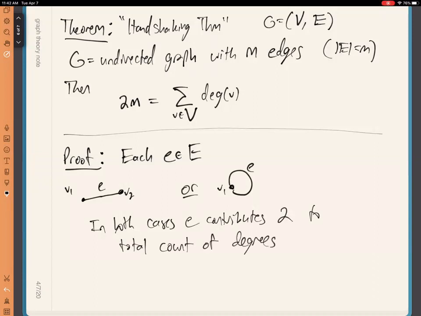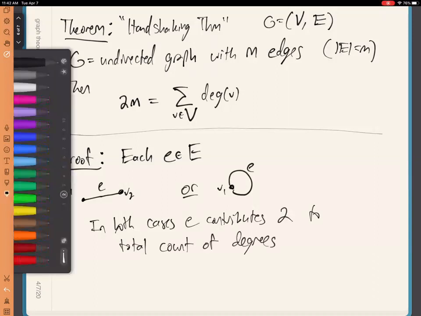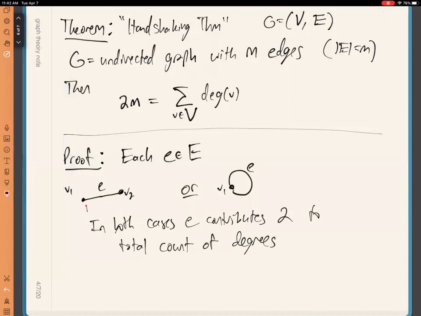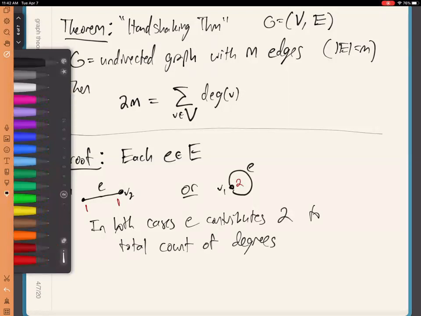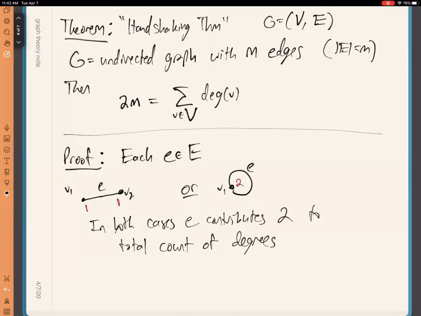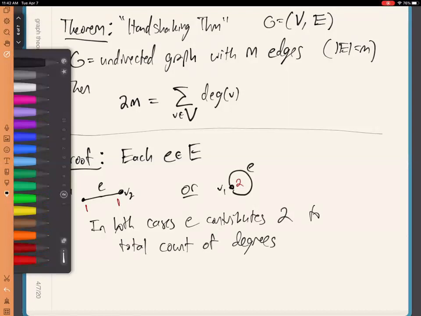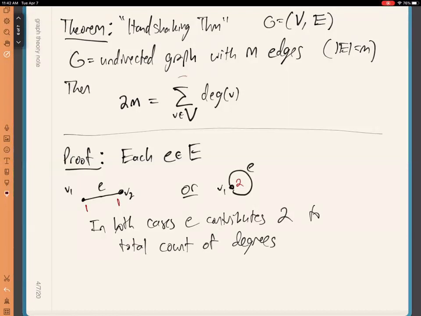Right, in the first case, I count 1: E contributes a count of 1 towards the degree count of V1, and a count of 1 towards the degree count of V2. In the second case, E contributes a count of 2 towards the degree count of V2. Therefore, each edge contributes a count of 2 to the sum that I'm now circling in red. Each E contributes a count of 2.